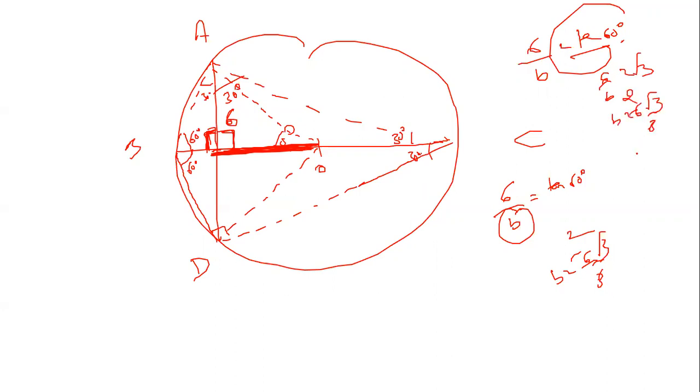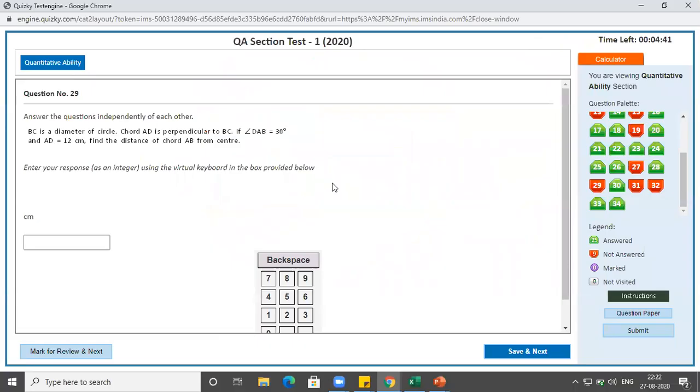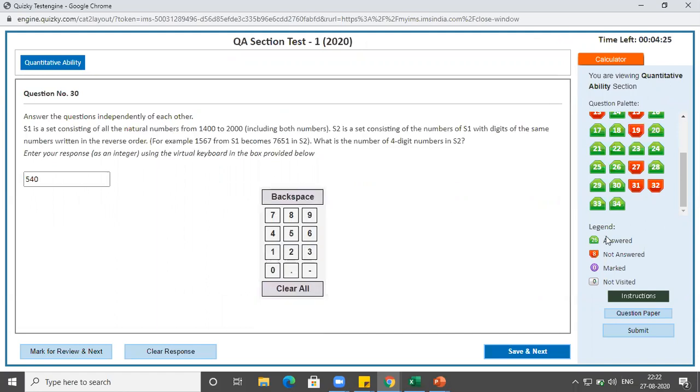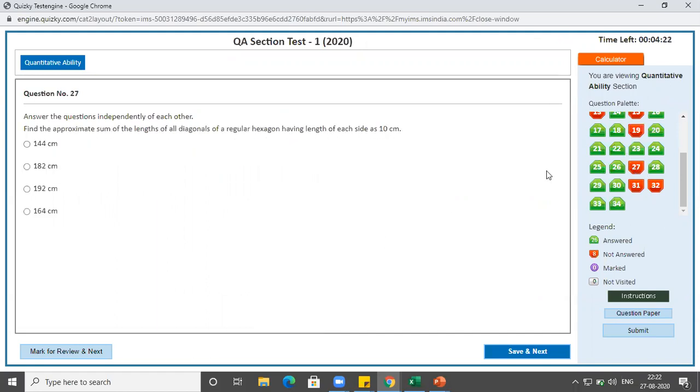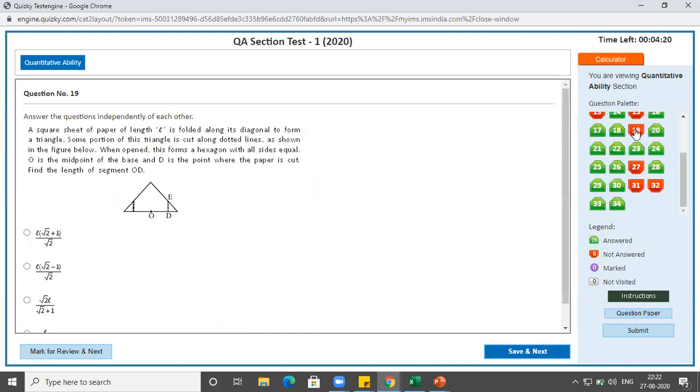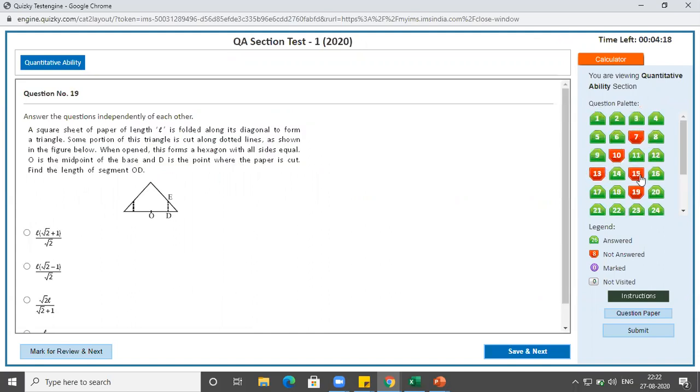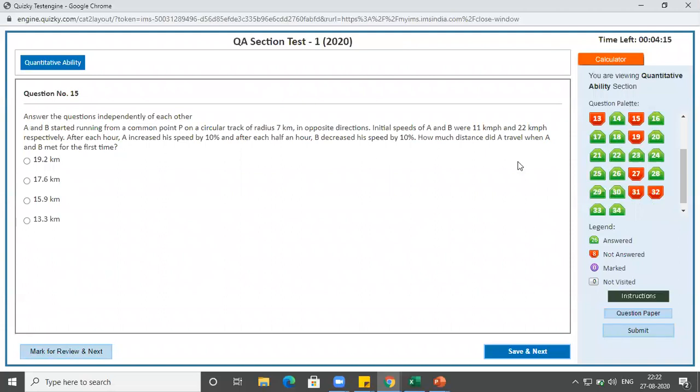2 root 3 here. So 2 into 1.732. Let's try to put this decimal value. 3.464. क्या करना है? As an integer, 3.464. Let's see. चलो. 3.5. So let's put it as 4. थोड़ी confusion है यहाँ पे. I would say, since it's a theta question, I'm still going ahead with entering the value. Find the approximate sum of the lengths of all diagonals. Let's just leave it for now. Let's also leave. Let's do this TSD question.